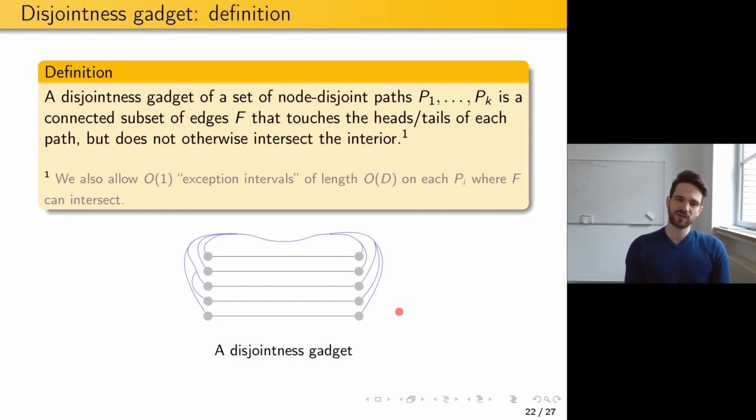It has one exception, that you're also allowing constant many exception intervals of small order d length on each one of those paths, and I will allow you to intersect F inside of these exceptions. However, for now, it might be conceptually easier if you just ignore this and imagine that it does not intersect the interior. Handling these exceptional intervals is relatively straightforward.